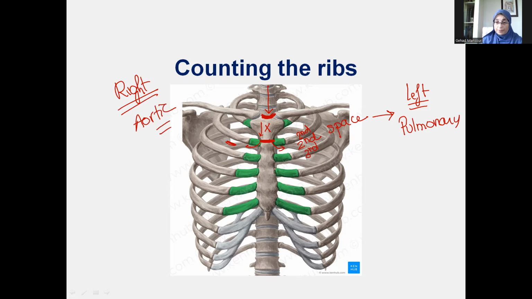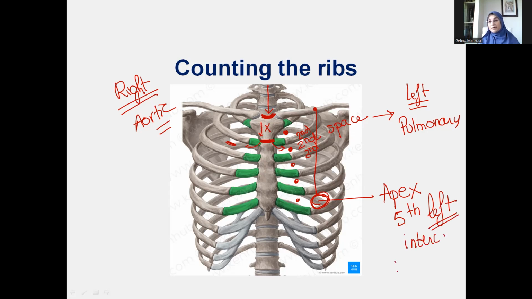And here, if we descend further at the mid-clavicular line in the fifth intercostal space, so this is the first intercostal, second intercostal, third intercostal, fourth and fifth, then here there will be the apex of the heart. So if you want to know where the apex of the heart lies, it will lie in the fifth left intercostal space in the left mid-clavicular line.